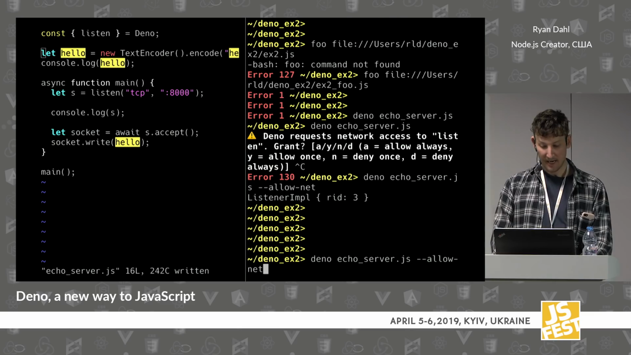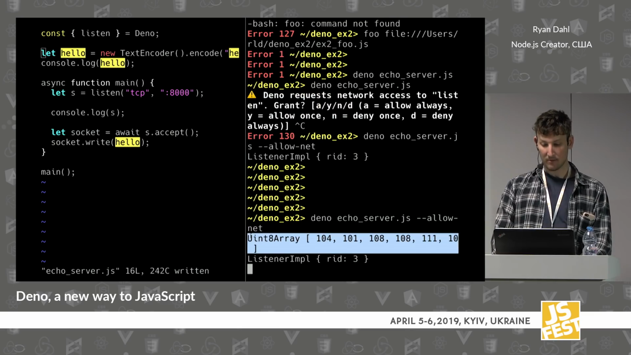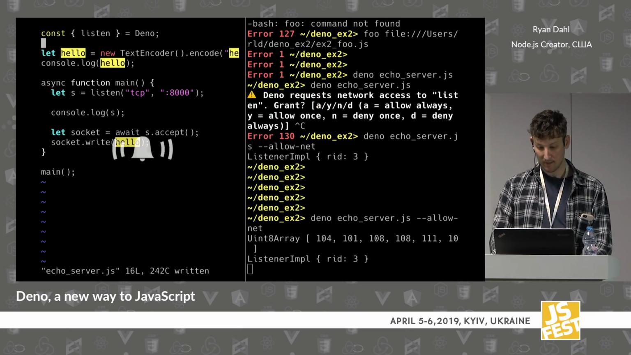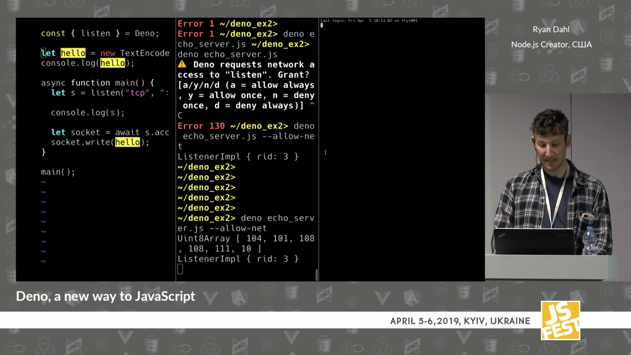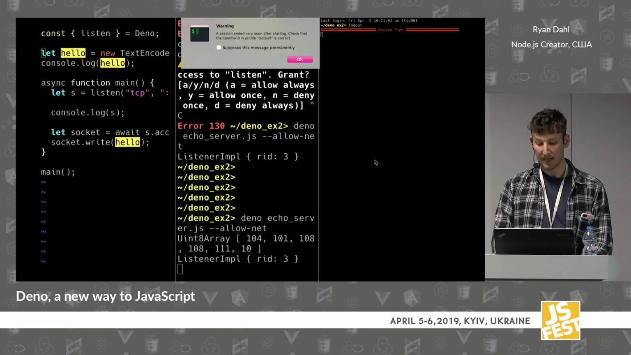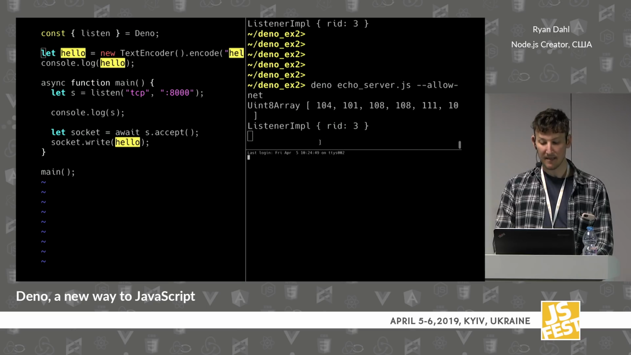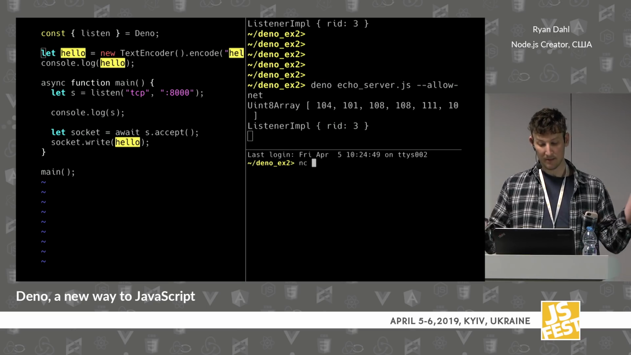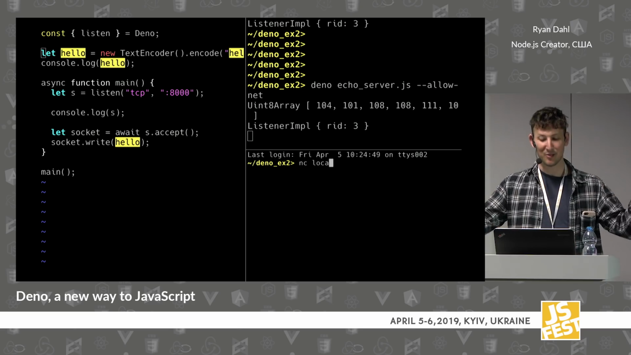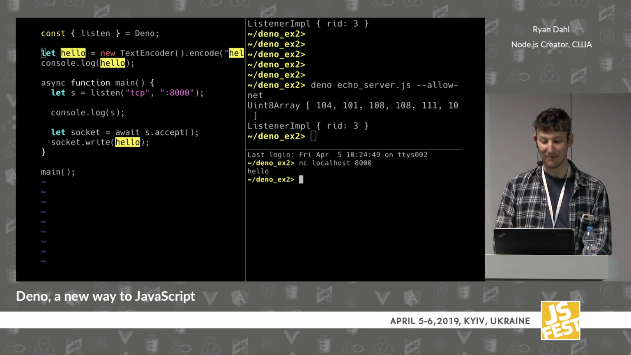Okay, so now let's try to connect to this server, and I'm just going to use netcat. So netcat localhost 8000. Oh, and I got hello, and then everything shut down. The whole server shut down, right?